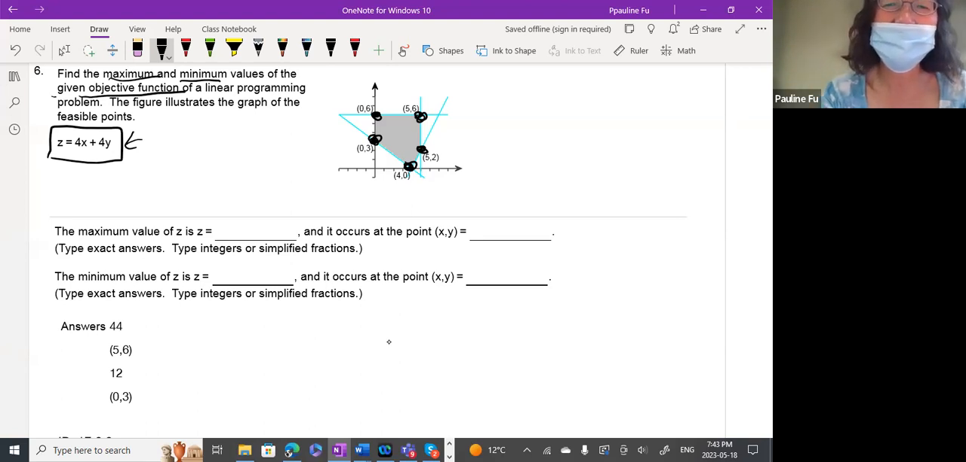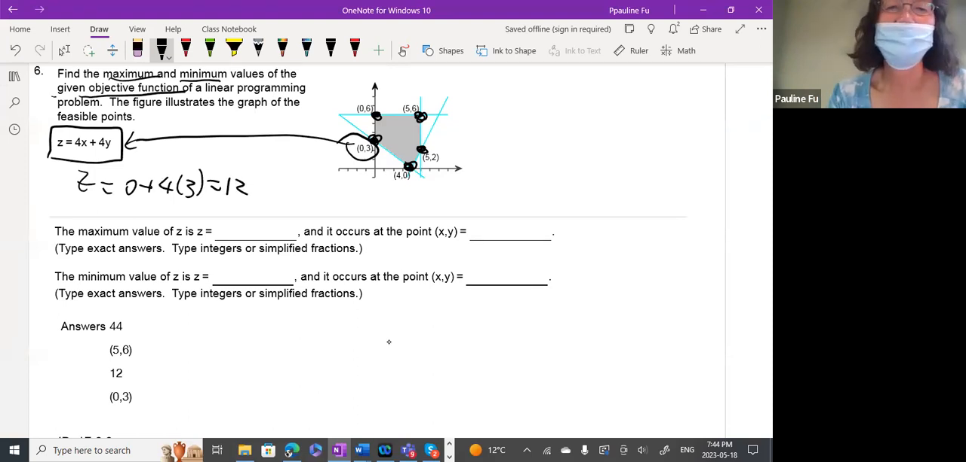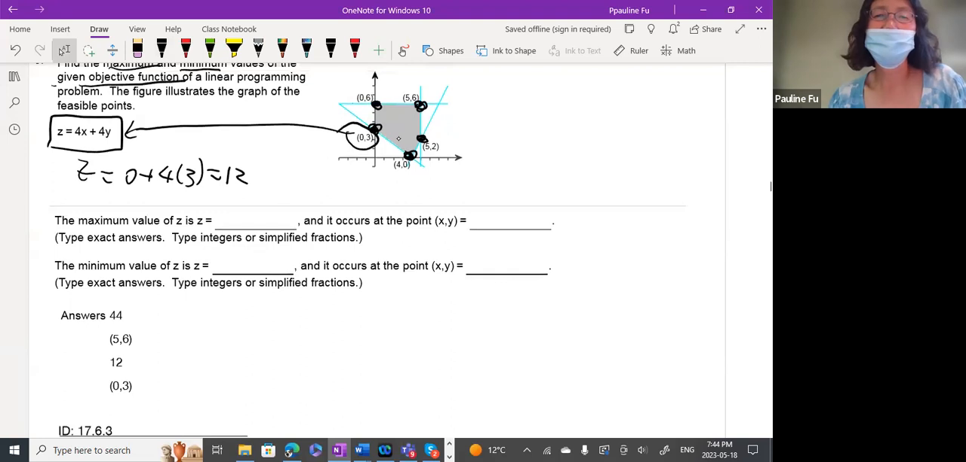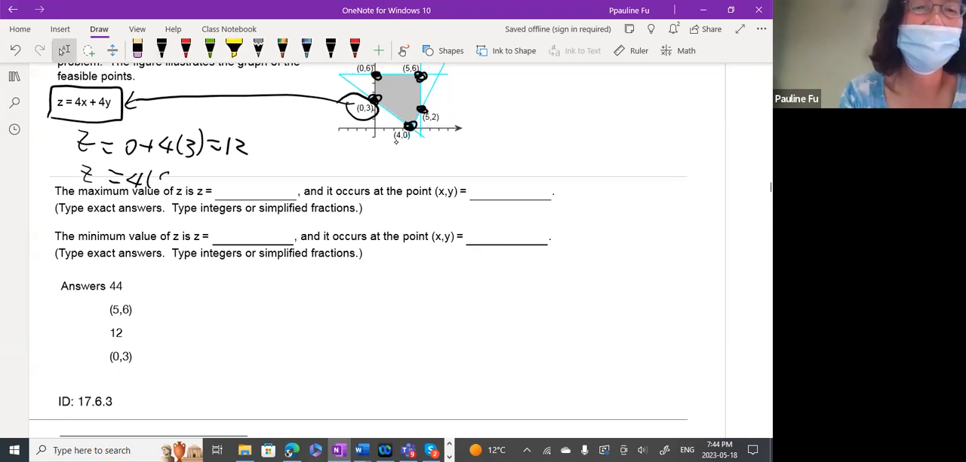Let's plug in (0, 3) into here. When x is 0, y is 3, that equals 0 plus 4 times 3, equal to 12. Okay, and then we plug in (4, 0). This point, (4, 0): x is 4, y is 0. That is 16.